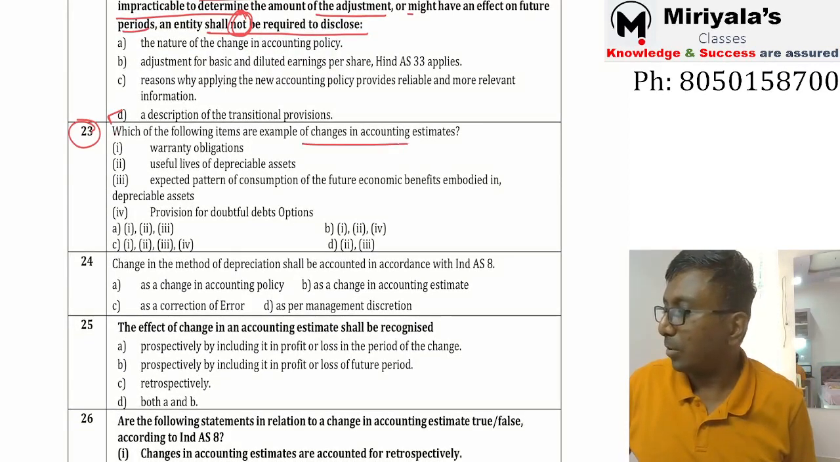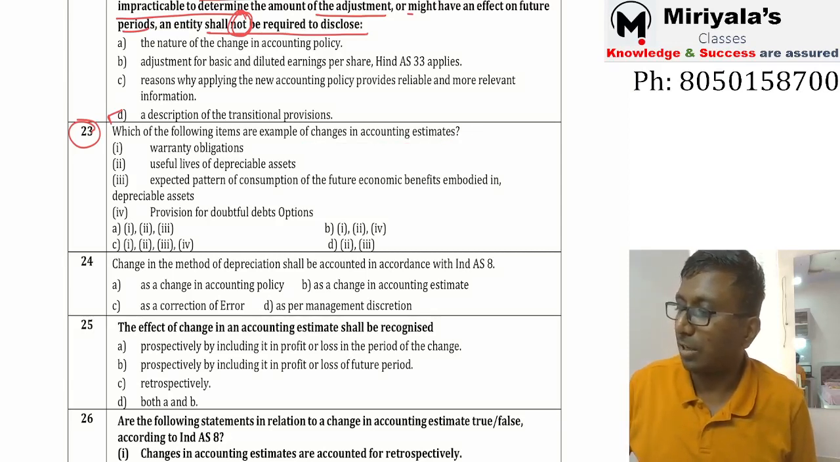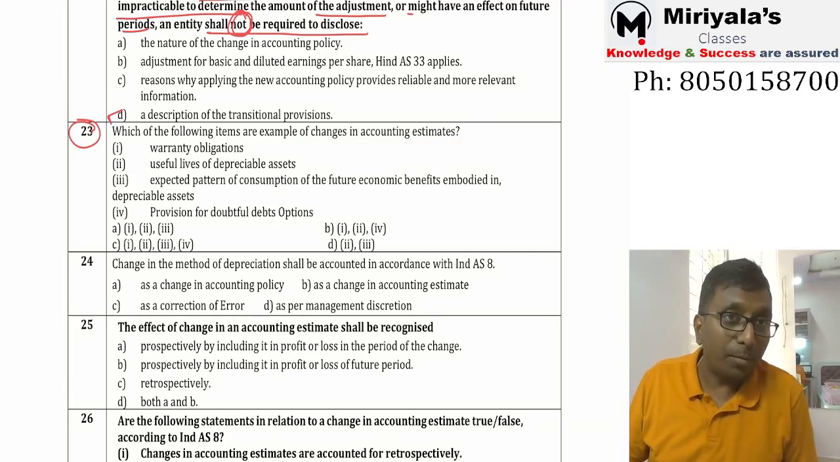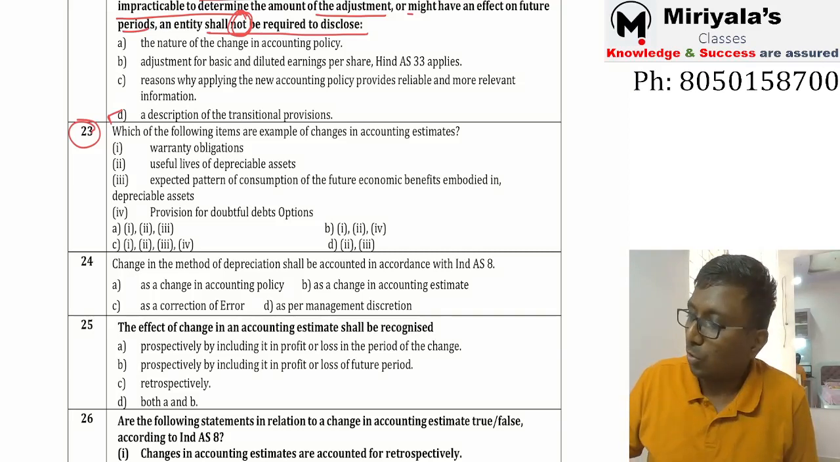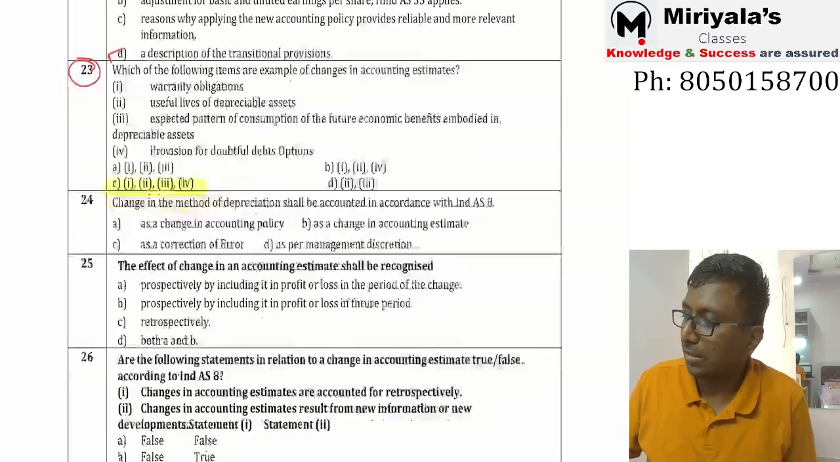Yes, change in accounting estimation. Tell me, my dear. Warranty obligation. Yes, warranty is a change in estimation. Useful lives, change in estimation. Expected pattern of consumption of future economic benefit, that is nothing but depreciation policy change. Provision for doubtful debts, change. So, obviously, C is the right answer. Correct? C is the right answer.